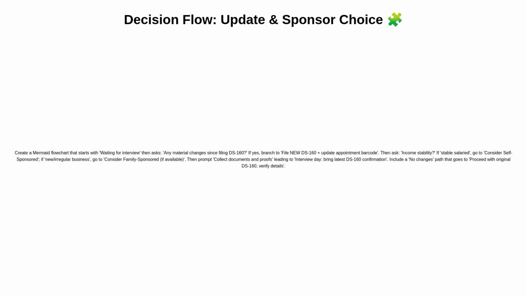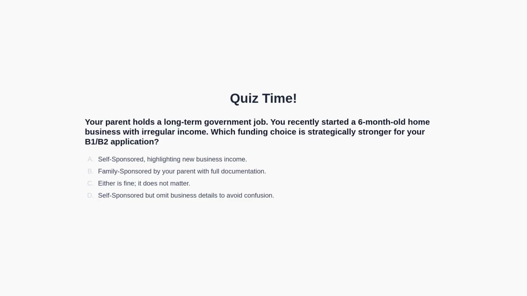Next, we will test your understanding with a scenario-based quiz. Question: Your parent holds a long-term government job. You recently started a 6-month-old home business with irregular income. Which funding choice is strategically stronger for your B1/B2 application? Options: A. Self-sponsored, highlighting new business income. B. Family-sponsored by your parent with full documentation.